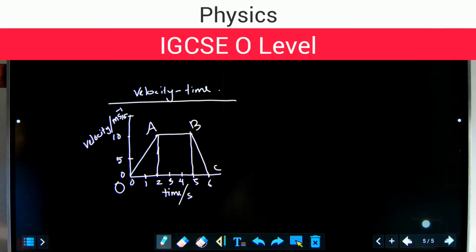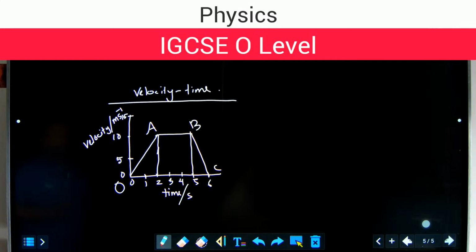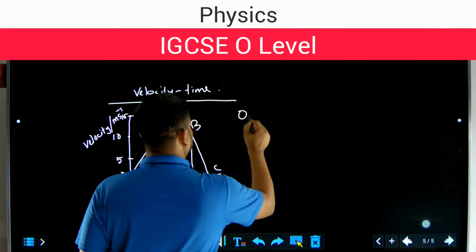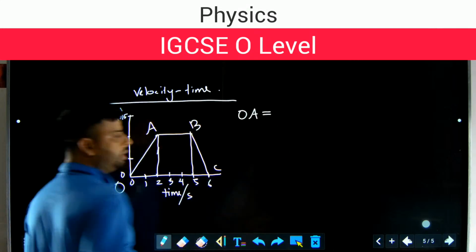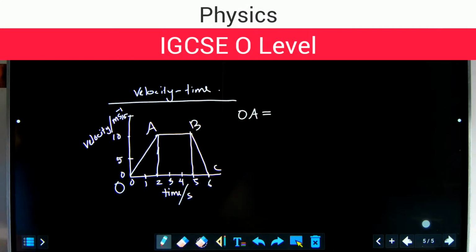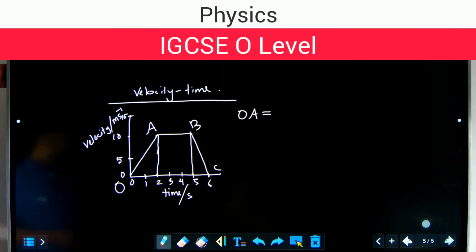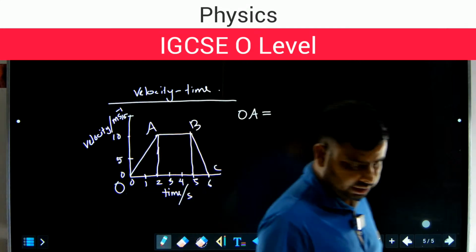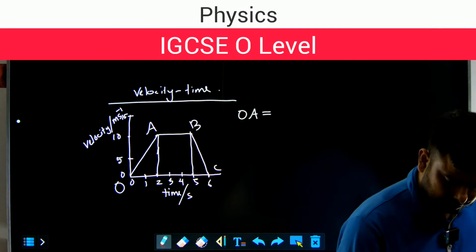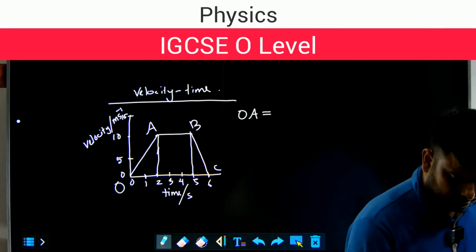Tell me from the graph what type of motion is represented in part OA, describing the type of motion in OA. Tell me in the comment section what type of motion is represented by this diagram.